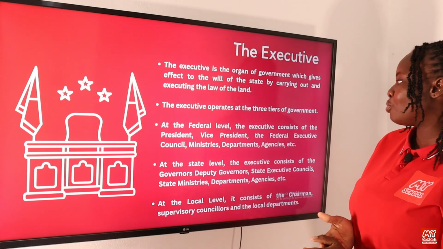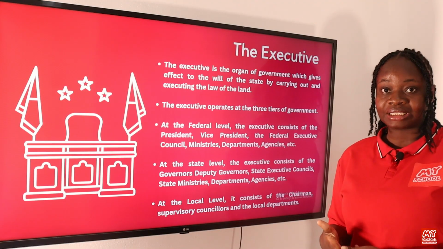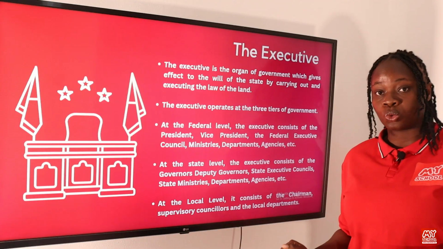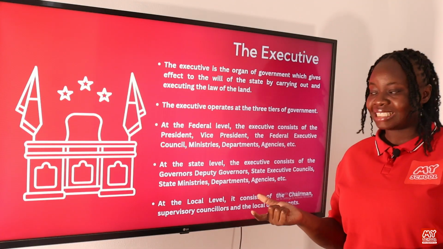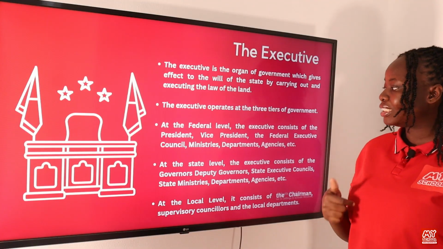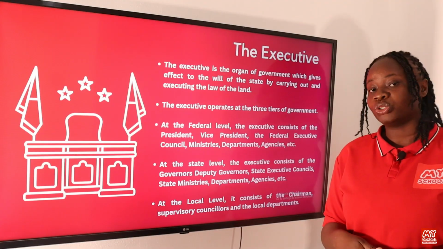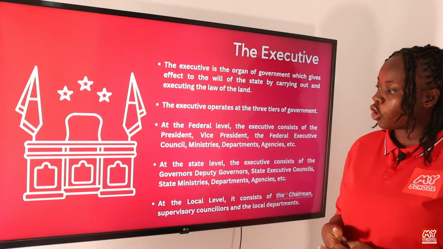So the executive operates at 3 tiers of government. We discussed Nigeria's federalism in the previous video lesson, and we discussed how the federal structure is divided into the federal, state, and local level. So at these 3 different levels, the executive is duplicated. At the federal level, the executive consists of the president, the vice president, the federal executive council, ministries, departments, agencies, and so on. We're going to discuss all of these different institutions in the coming slides.